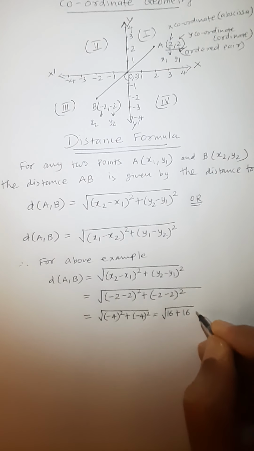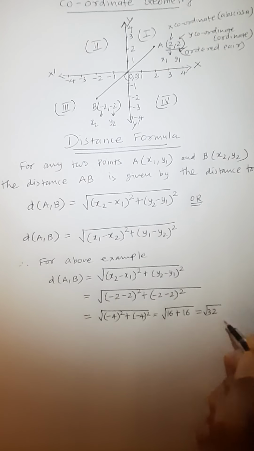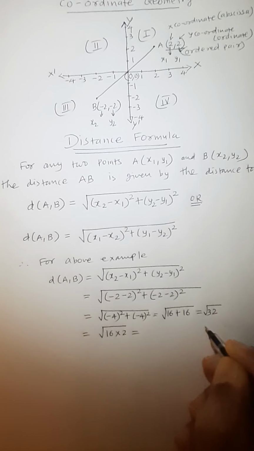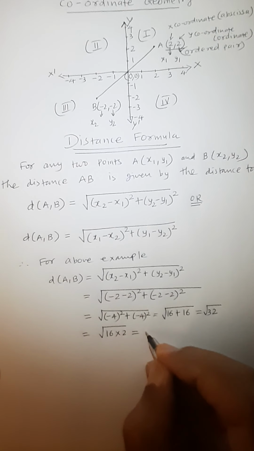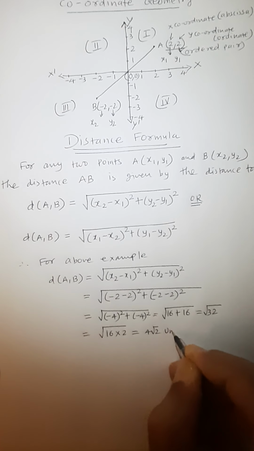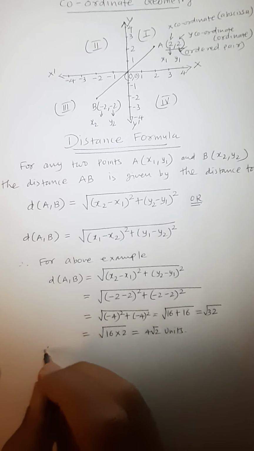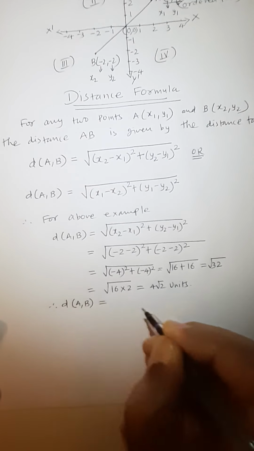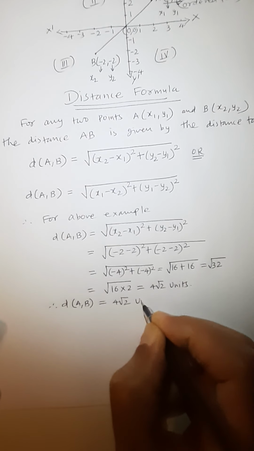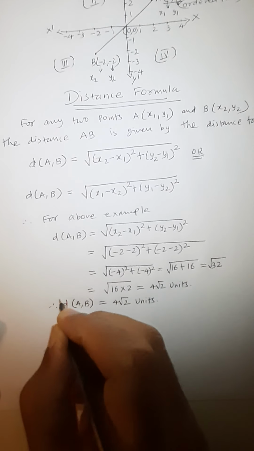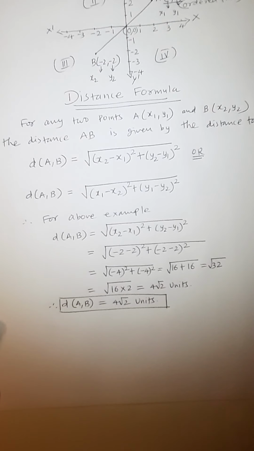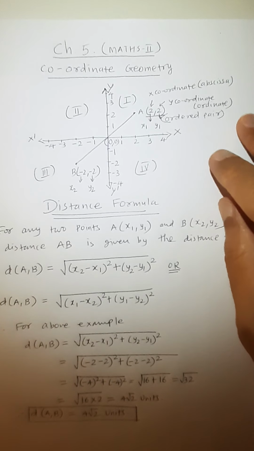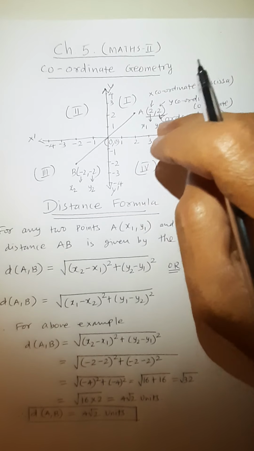plus 16, and it is root 32, which can be converted into a mixed surd. Splitting 32 as 16 times 2, it is 4 root 2 units. So finally we can write: therefore, distance A comma B is equal to 4 root 2 units. This is how we have to solve the sums to find the distance between any 2 points. So this is the first formula of the chapter.